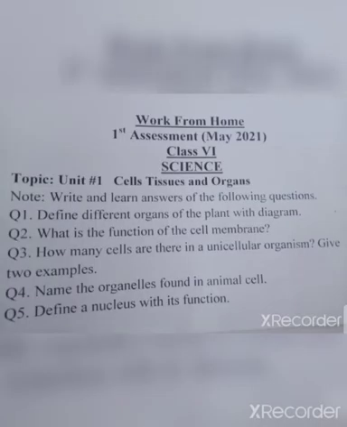Now let us discuss my task. As you have done your two questions, question number 1, define different organs of plant with a diagram, and question number 2, what is the function of cell membrane. Now you have to complete question number 3, 4 and 5 in your neat copies, with the proper margin line, with the proper date, headings as well as sketches, and after completing each answer you must draw an ending line, right?